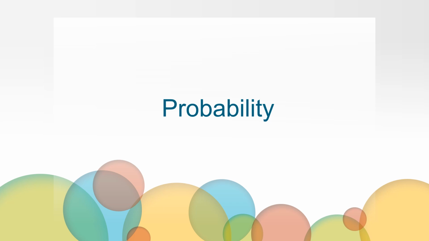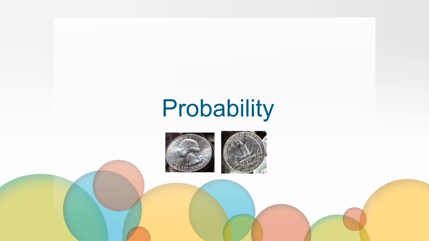Today, we are going to learn about probability. Probability is the likelihood or chances of an event or outcome occurring. An outcome is the result of an event or activity. For example, if I flip a coin, there are two possible outcomes. It could land on heads, or it could land on tails. We can describe probability in many ways.